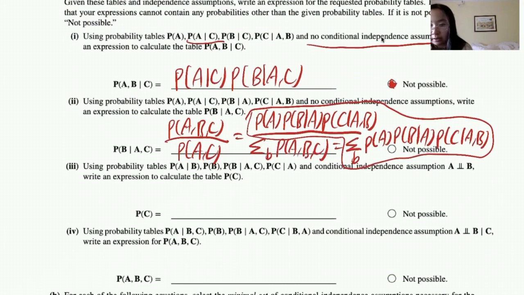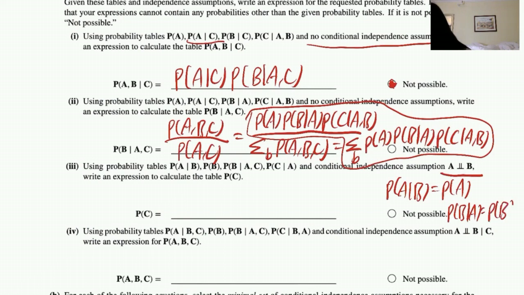Then for part II, to compute this probability using the given probabilities, there's an additional assumption saying that A is independent of B. So this effectively means that probability of A given B is equal to probability of A, and vice versa, probability of B given A is equal to probability of B.